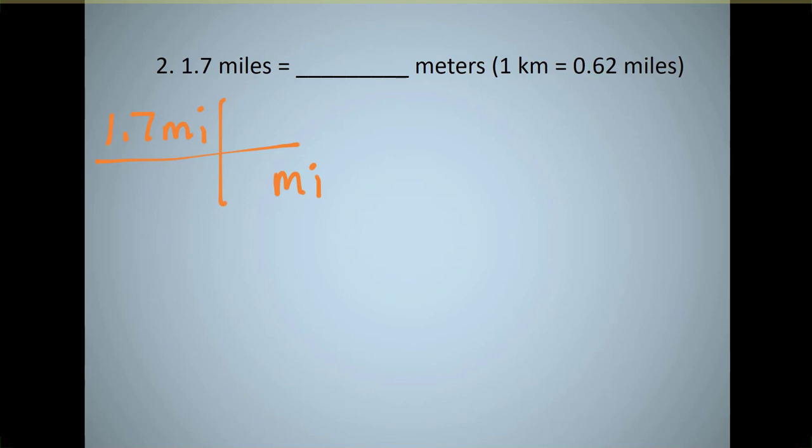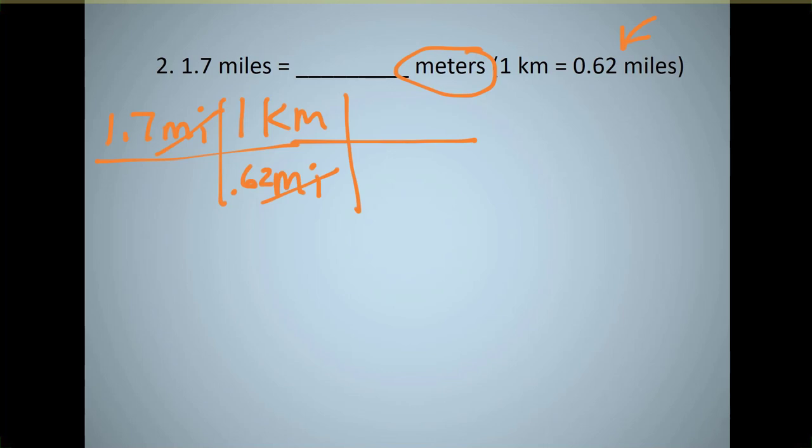And do I need to convert it to meters? Do I know the relationship between miles and meters? And the answer is I don't. But they did give me a conversion factor right here. Okay, so I know that for every 0.62 miles, I will get 1 kilometer. So it won't give me the answer, but it's kind of the first step to my answer. So looking at this, I can cancel out miles, and I'm left with kilometers.